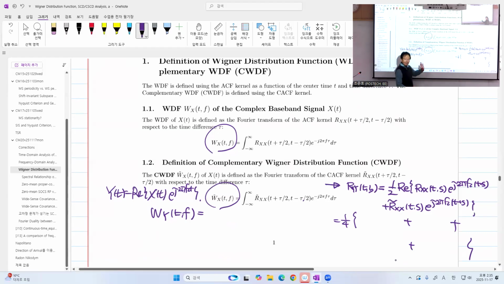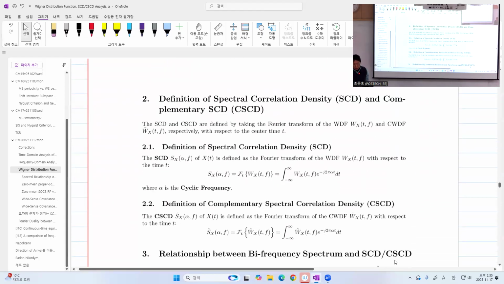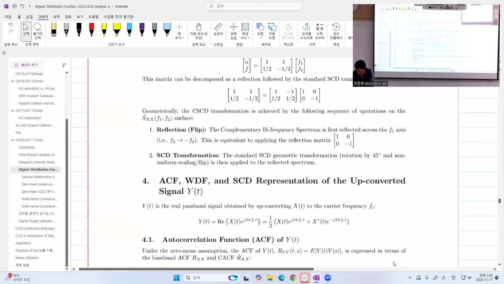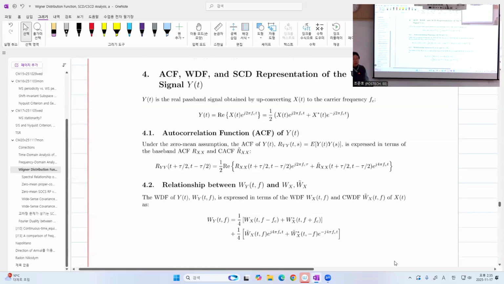How? We just simply replace t with t plus tau over 2 and s with t minus tau over 2. And then we are going to do a Fourier transform with respect to tau to obtain the Wigner distribution function of Y. And it's just a piece of cake. So let me give you the result. Okay. Where is it? Something's wrong. Okay, it is here. Yeah, still I have some ordering problem. I will correct it.